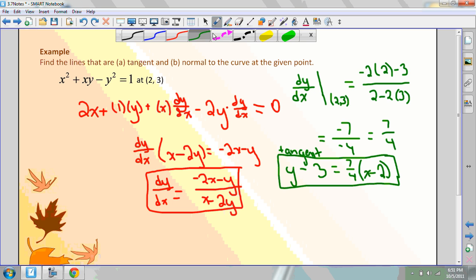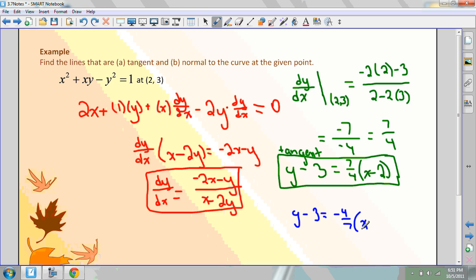And for the normal one, all I need to do is take the opposite reciprocal of the slope. And it goes to the same point on the function. So I go y minus 3 equals negative 4/7 times x minus 2. And that is the line normal to the function, or perpendicular. But to sound fancy, we call it normal. There we go. So there are my two lines.